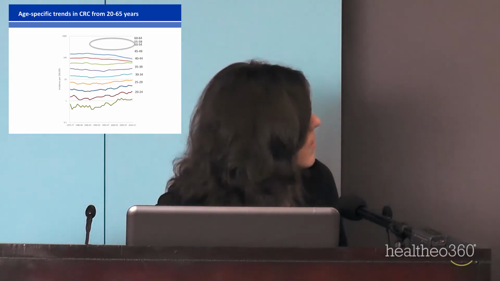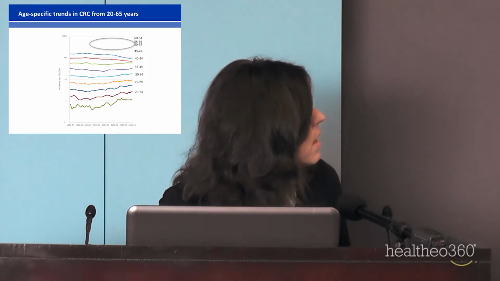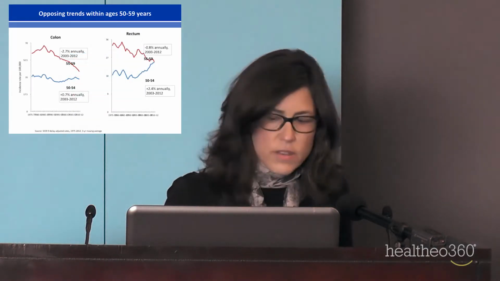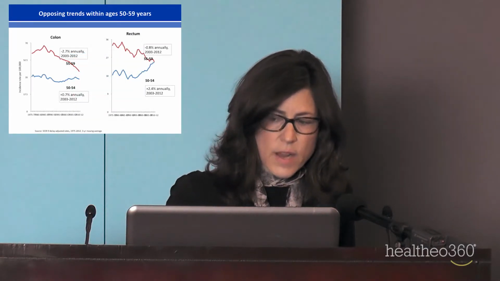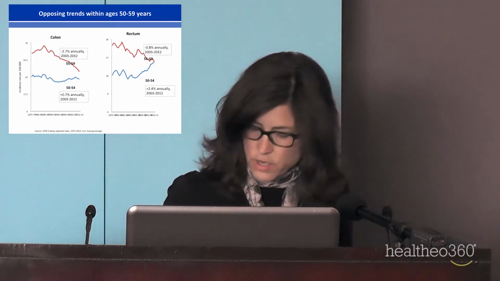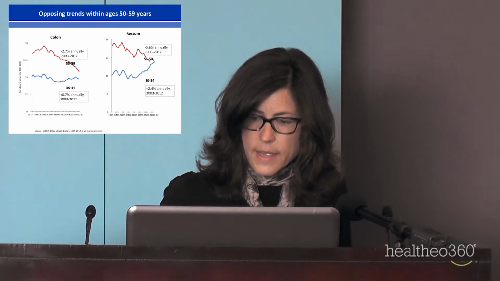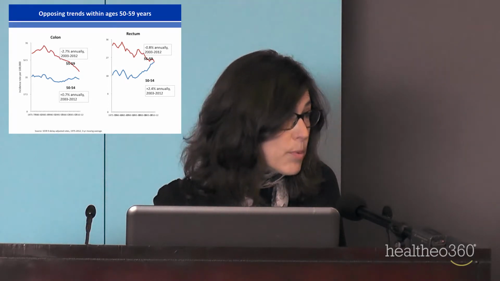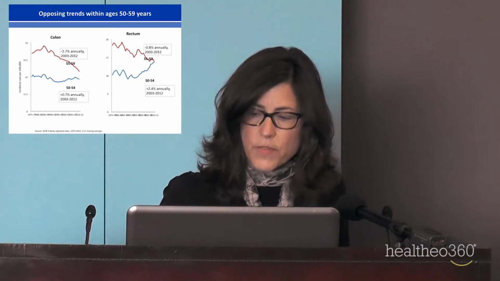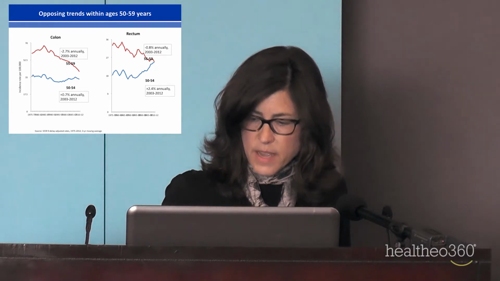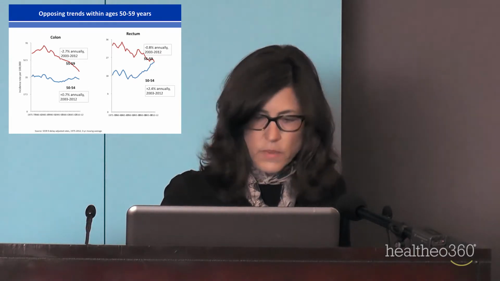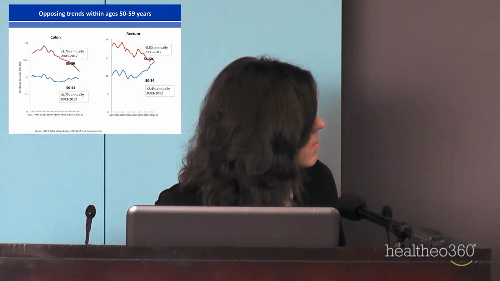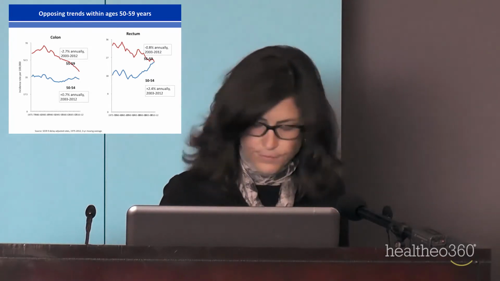So here they are broken out for colon cancer on the left and rectal cancer on the right, and you can see that, in fact, for rectal cancer, rates have converged. So in the mid-70s, rates of rectal cancer were 80% higher in people 55 to 59, but today they're the same. And the same pattern is occurring for colon cancer, but it's less striking.